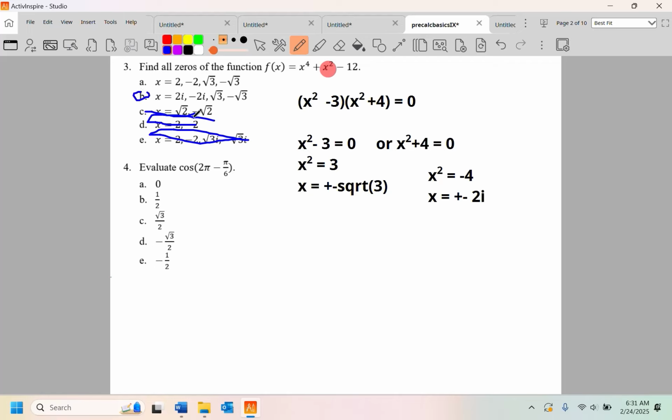Number 4 is evaluate the cosine of twice pi minus pi over 6. Oh yeah, I can't write on this thing. It's a touch screen, but oddly enough, it will not write. And it crashed too, didn't it? Oh. So I tried using my touch screen.